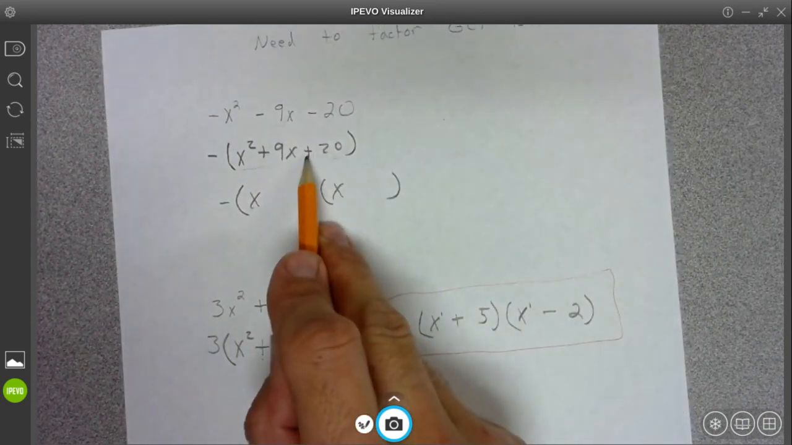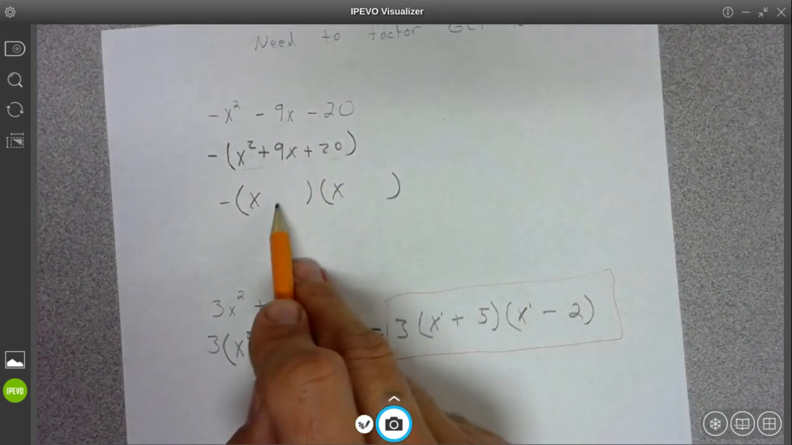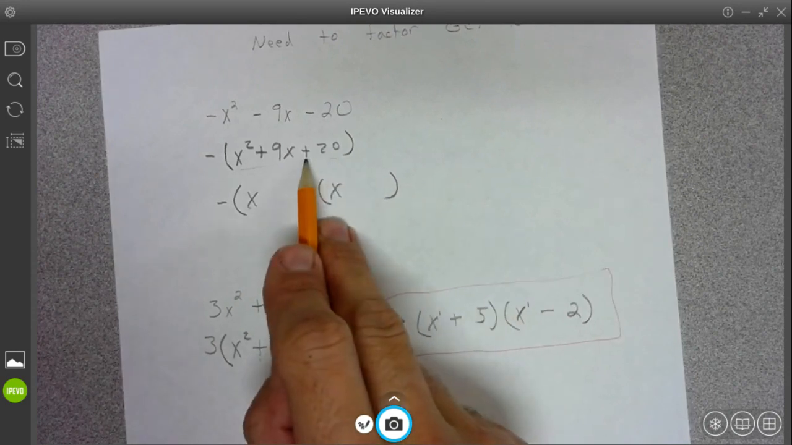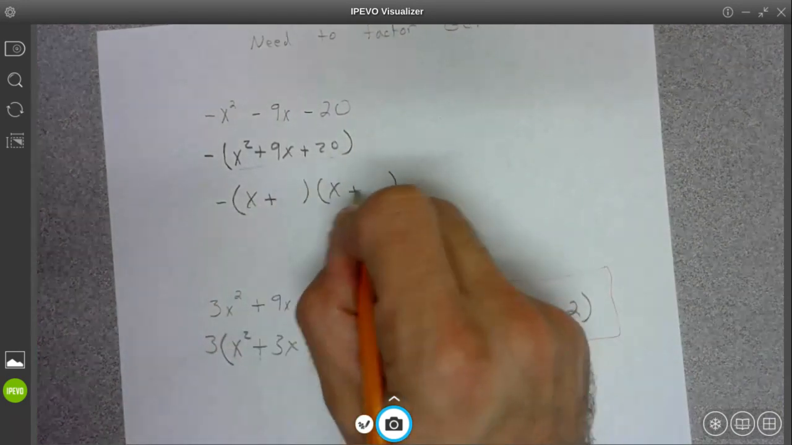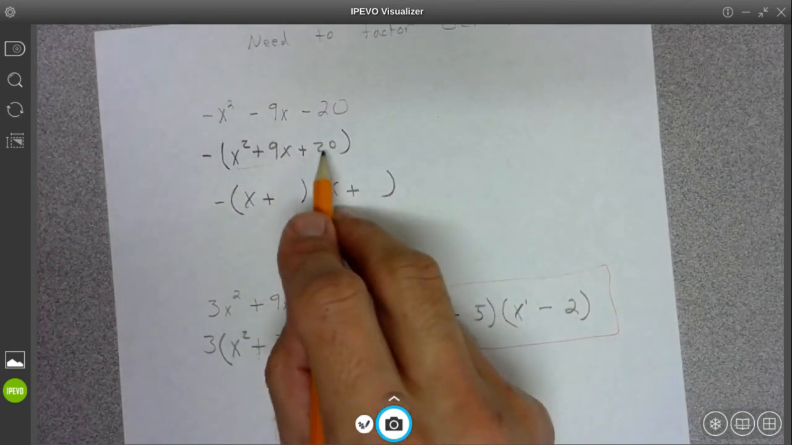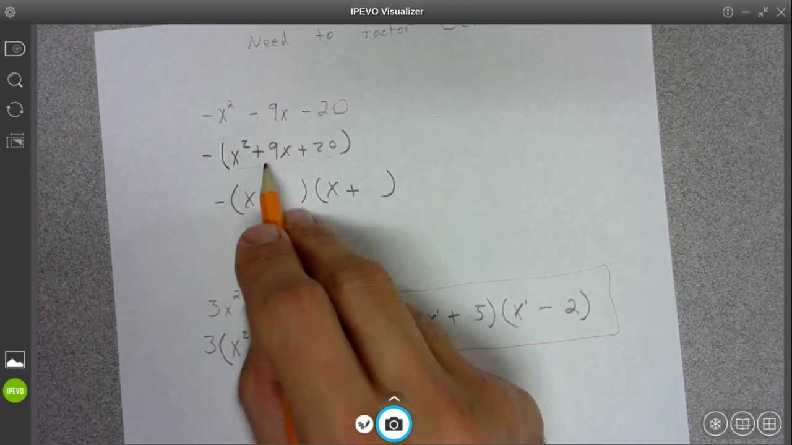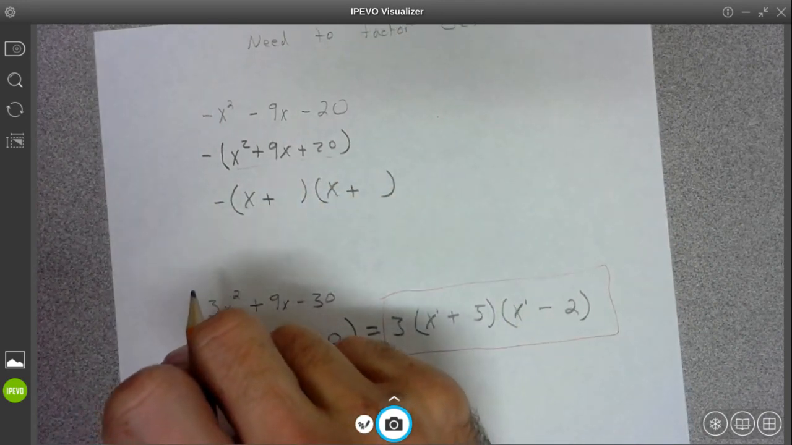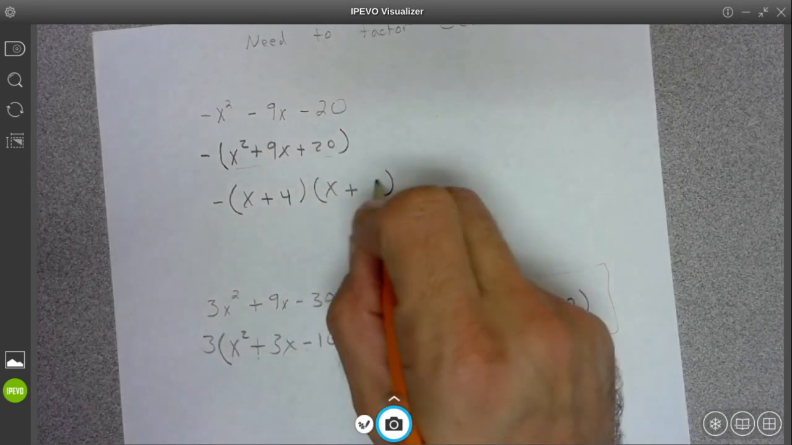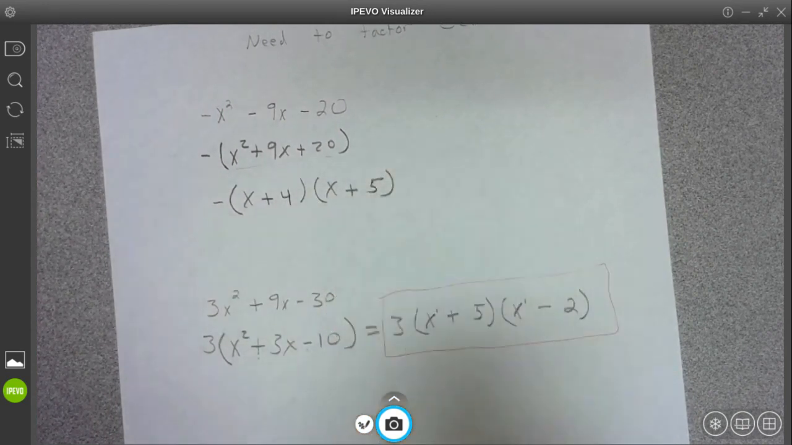This tells me they're the same signs, so plus plus or minus minus, and this tells me that they're both pluses. I need 2 numbers that multiply to 20 and add up to 9. Multiply to 20 and add up to 9. 4 and 5.